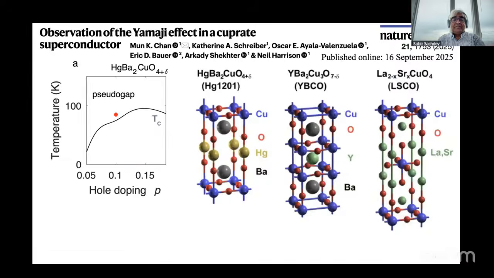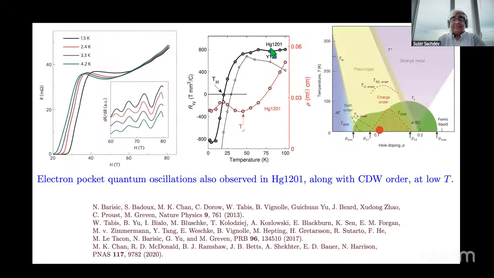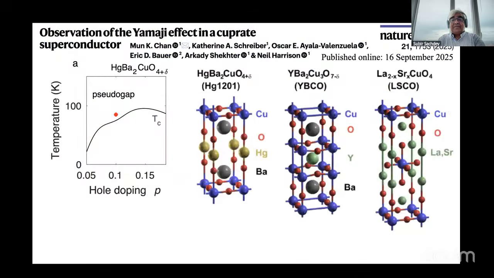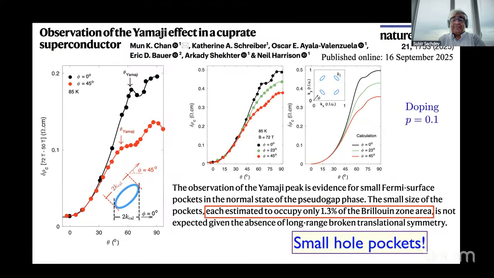It's a hole pocket because this experiment is being done over here, where the Hall coefficient is positive. And they also have a very precise measurement of the size of the hole pocket. And that's 1.3% of the Brillouin zone.